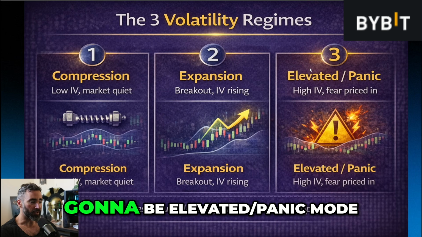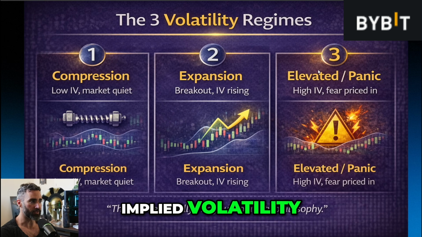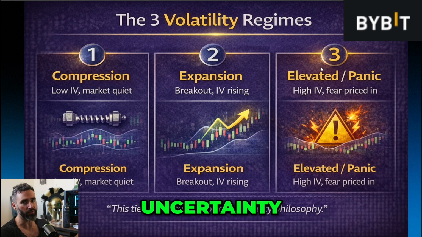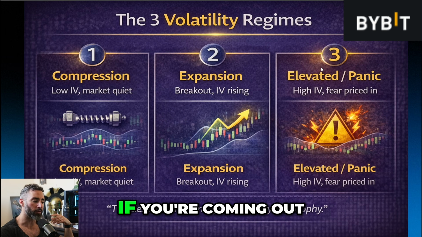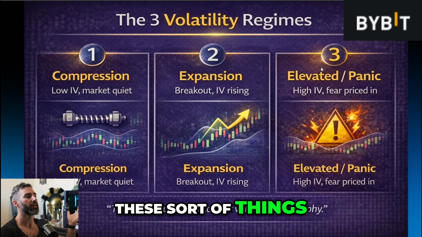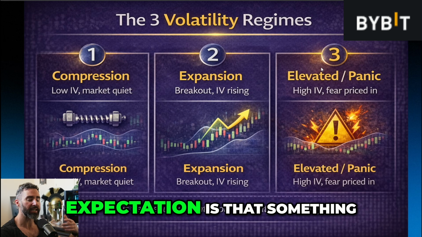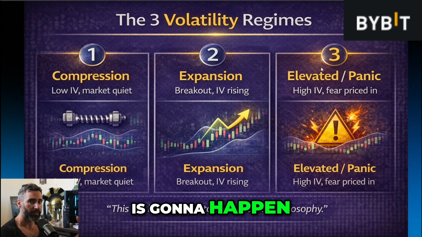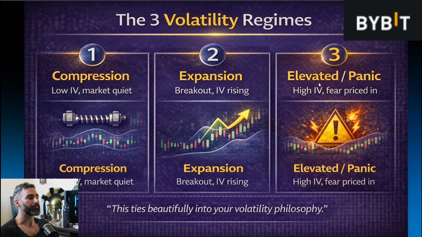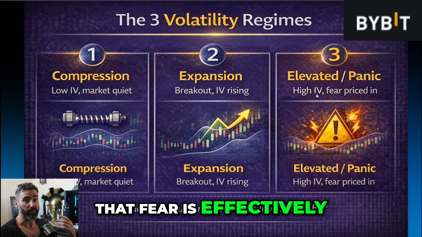The next one is going to be elevated, or panic mode, implied volatility. So this is generally higher implied volatility. This happens during periods of fear, uncertainty, doubt. If you're coming out of a black swan or you're around World War III concerns, these sort of things can create elevated implied volatility because the expectation is that something is going to happen. And so naturally option prices will increase. You can read this in another way: fear is effectively being priced in.